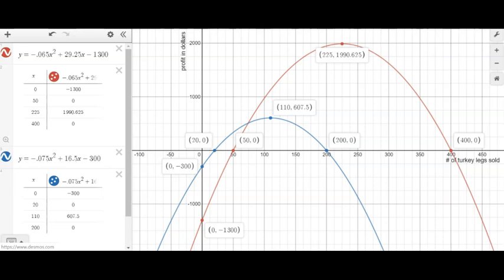And then from 0 to 20 legs sold, while neither day would result in a profit, the rainy day would actually result in less of a loss. And so we can see that because the y values are still in the negatives.